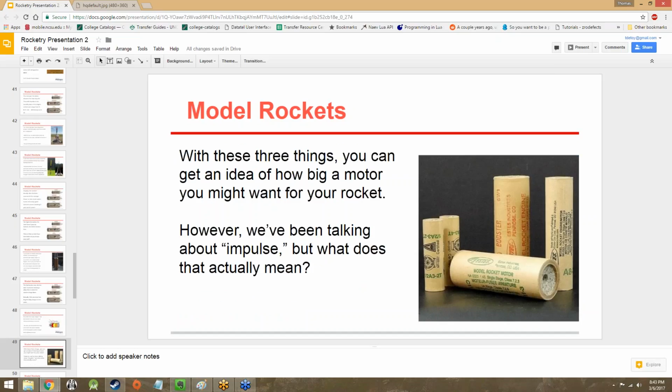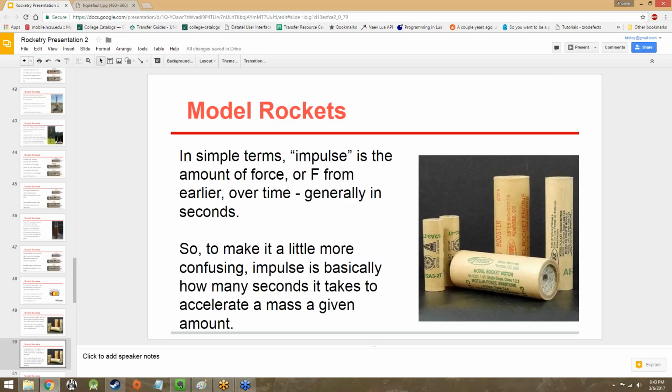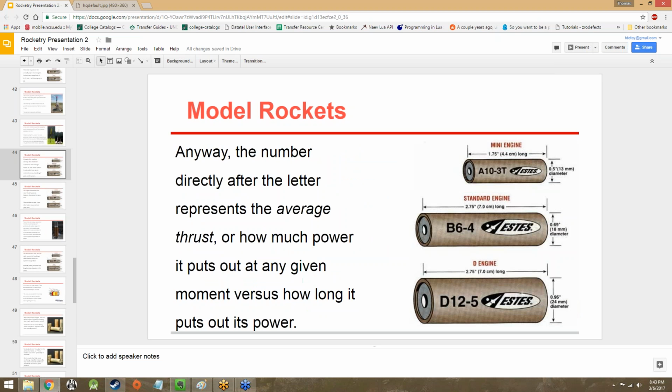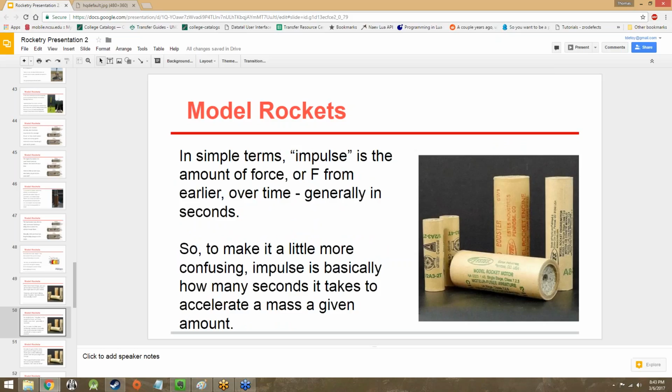So with these three things, you can get an idea of how big a motor you might want for your rocket. But I've been using the term impulse. What exactly does that mean? Well, without getting really into the calculus of it, because impulse is essentially an integral. In essence, impulse is the amount of force over time. It's the average of the amount of force over time, which is different from the average thrust or the average impulse.